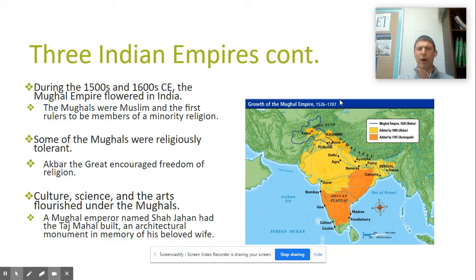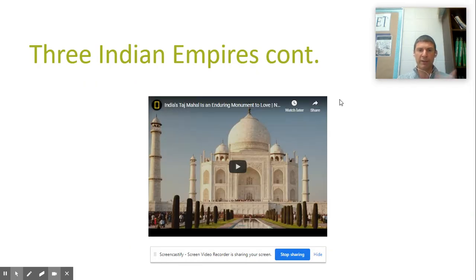And they were religiously tolerant, so they allowed other people to practice other religions. But the Taj Mahal was built during their rule. And there is the Taj Mahal. These are those onion type tops that I was talking about. They're not really onions.